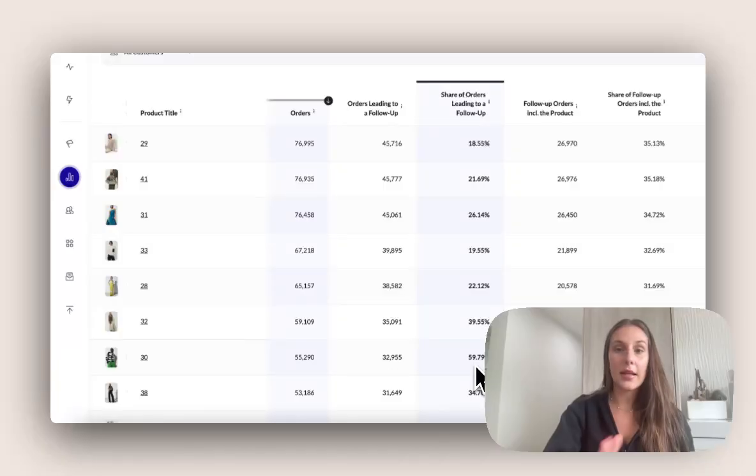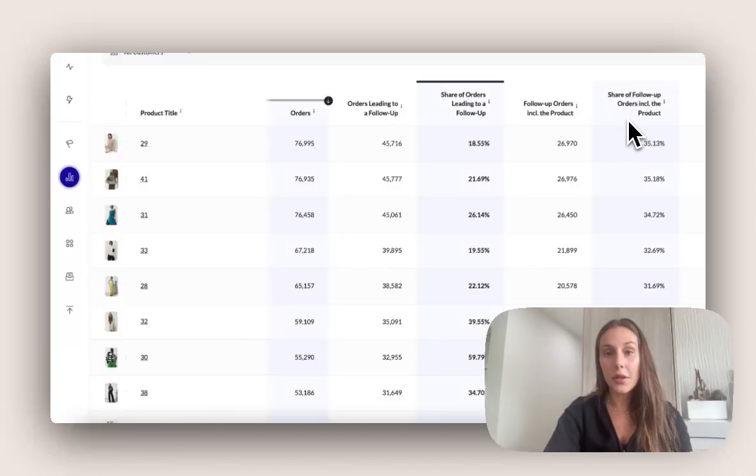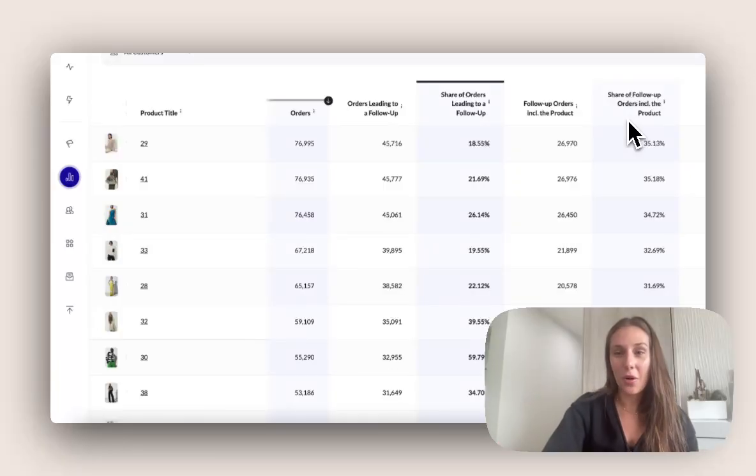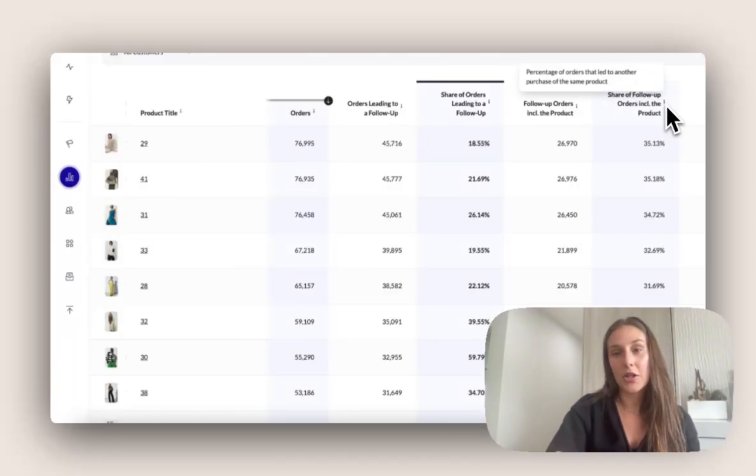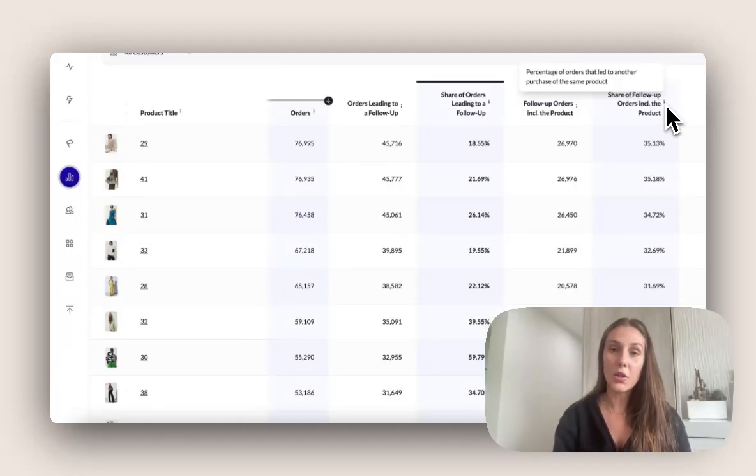In addition, we can take this a step further and look at the share of follow-up orders, including the product. I think this is mostly interesting for consumable brands. However, it could be relevant to fashion too. In general, what we're looking at here is the percentage of orders that led to another purchase of the same product. So really being able to see which products customers are coming back for again most often. So product stickiness, what customers are really loyal to.